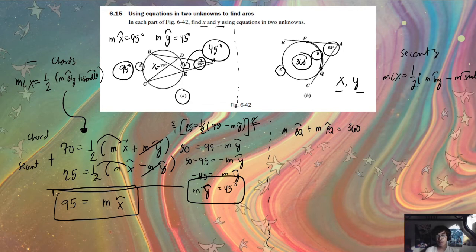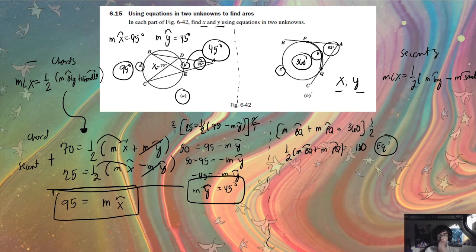If we divide both sides by 2, or multiply both sides by 1/2, this is going to give us the measurement of arc BQ plus the measurement of arc PQ is equal to 180 degrees. So this is going to be our first equation to solve our problem.